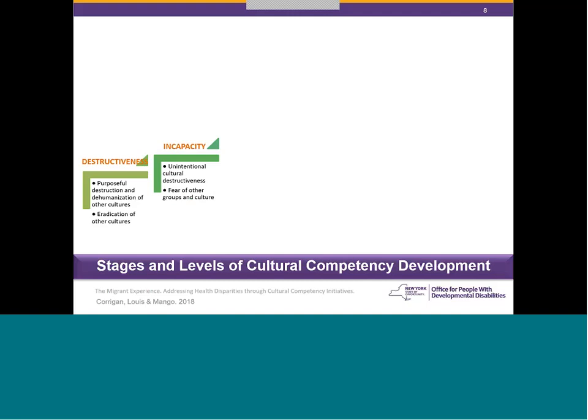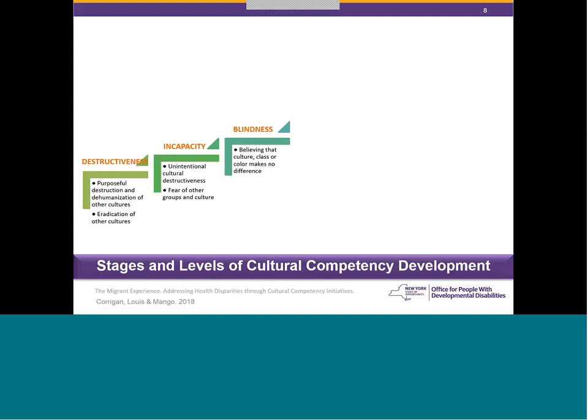Level 2 is incapacity, and while level 1 is intentional and purposeful, level 2 is unintentional cultural destructiveness. It's the lack of capacity of systems and organizations to respond effectively to the needs, interests, and preferences of culturally diverse groups. It's about having a biased system that may result in discrimination in hiring and promotion practices, or in allocating resources that may benefit one culture group over the other. If care managers are aware of their own biases, it really is unlikely that she or he will start at level 2.